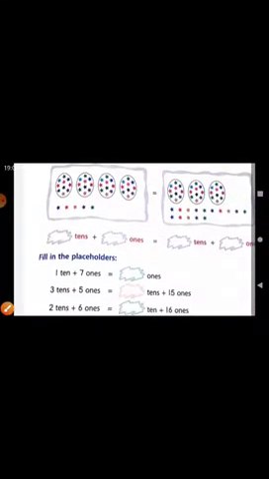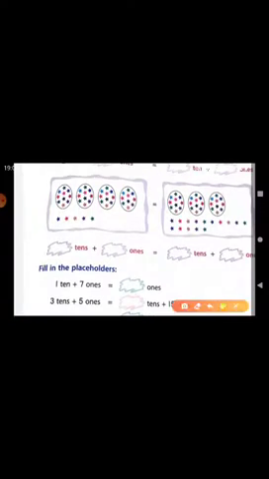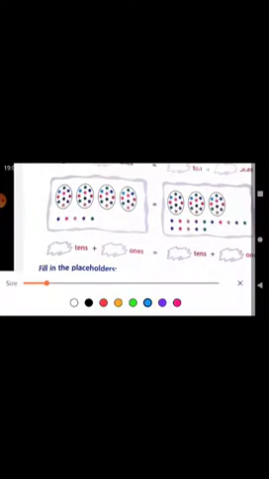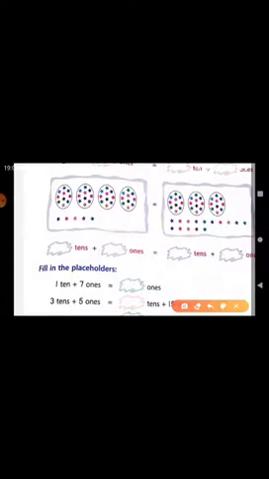Now next is 1, 2, 3, 4. How many tens are there? 4 tens. And how many ones are there? 1, 2, 3, 4, 5. 5 ones. Okay. After regrouping, that is when we take out 1 ten from 4, we are left with 3 tens plus we regroup this 1 ten with 5 ones. So this becomes 15 ones.